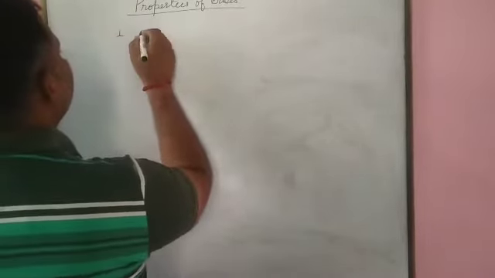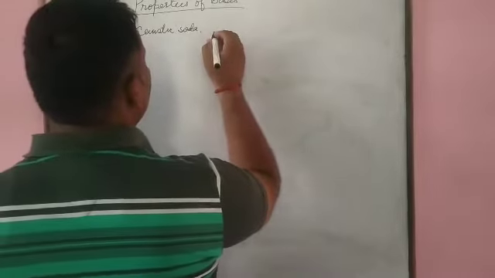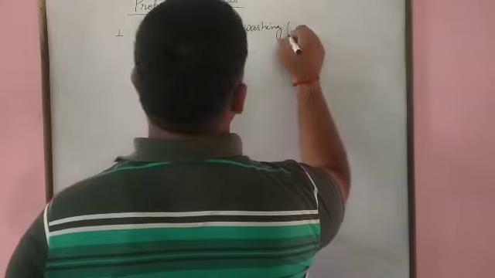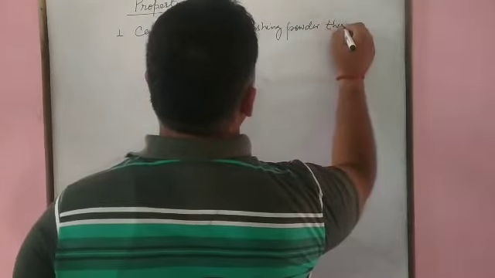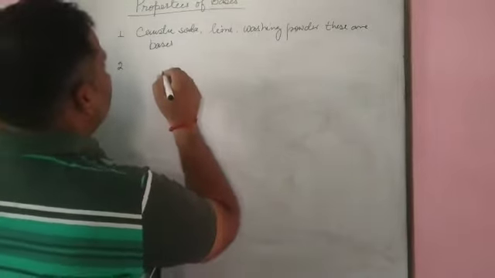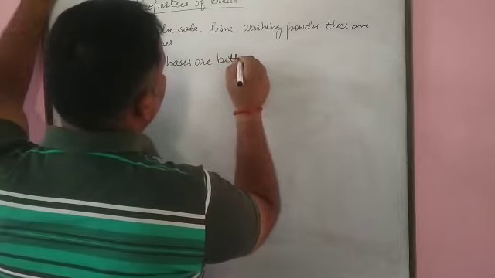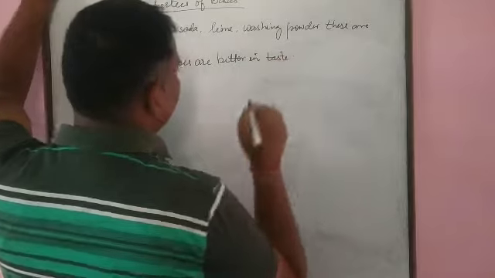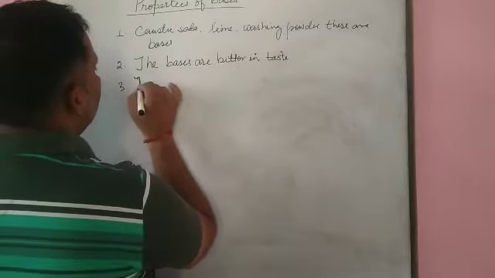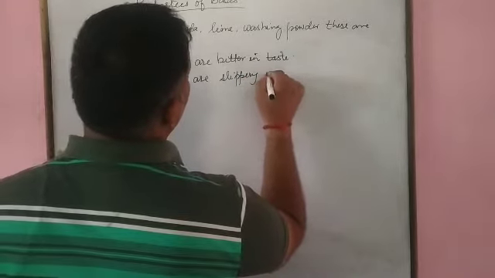First one, caustic soda. The next one, lime, washing powder. These are bases. The next one, the bases are bitter in taste. As we have discussed, the acids are sour in taste. The next is that the bases are slippery in touch.